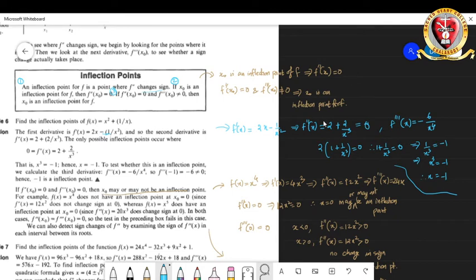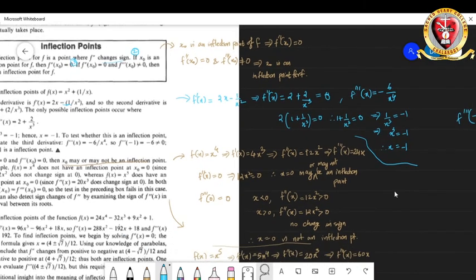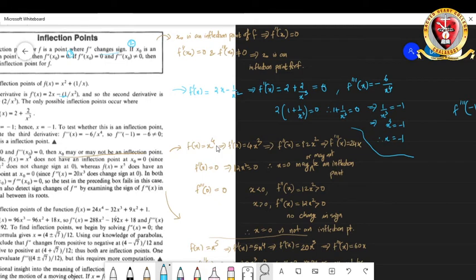Okay. So there is a possibility that x naught is an inflection point even though f double dash of x naught is equal to 0 and f triple dash of x naught is equal to 0. That's what we are going to see here. Suppose f of x is equal to x raised to 4. That means f dash of x is equal to 4x cube, f double dash of x is equal to 12x square, f triple dash of x is equal to 24x.